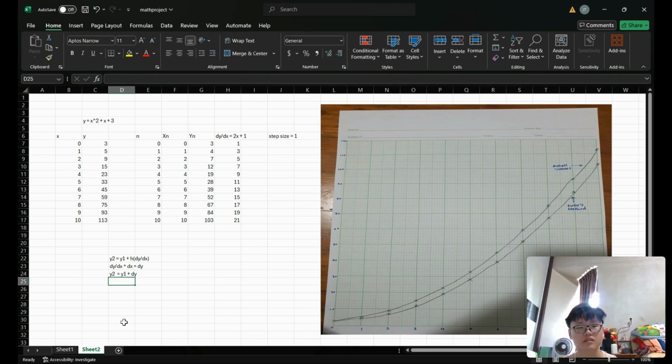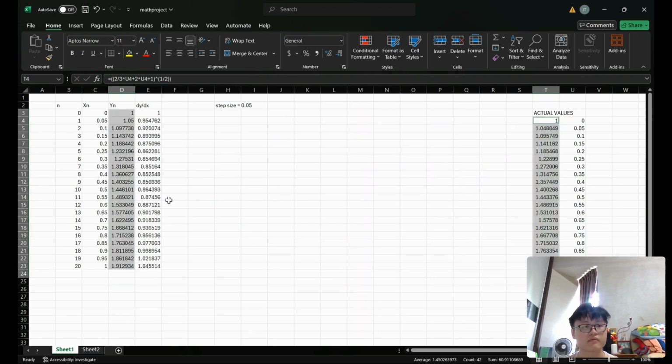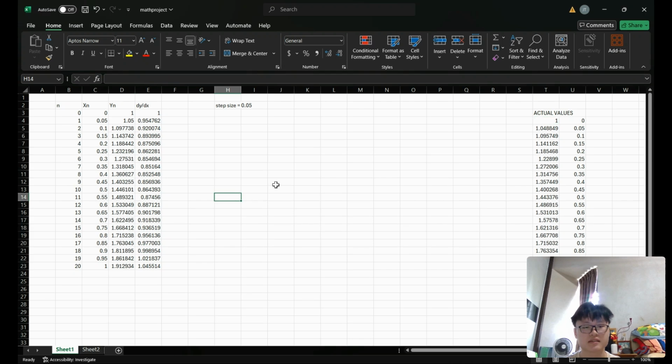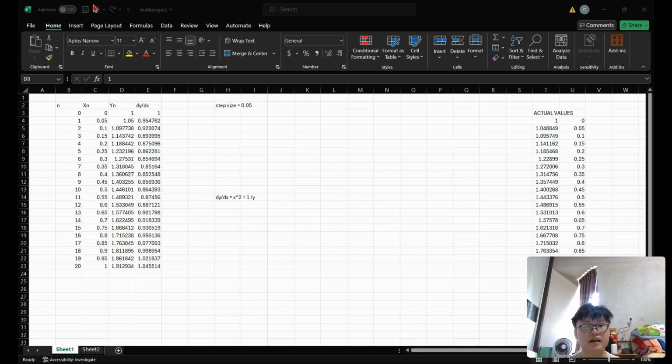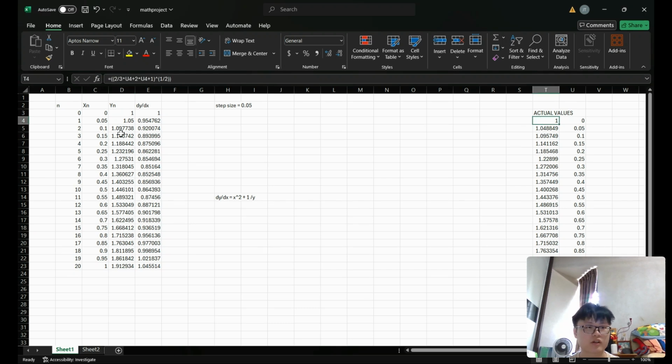Okay, so now moving on. In sheet 1, we have our formula, which is dy/dx equals (x squared plus 1) over y. On the left here, we have the values for Euler's method, and on the right side, we have the actual values, but more on that later.